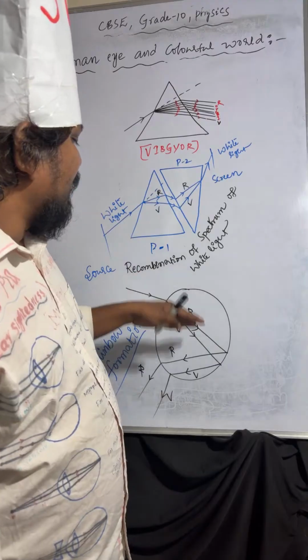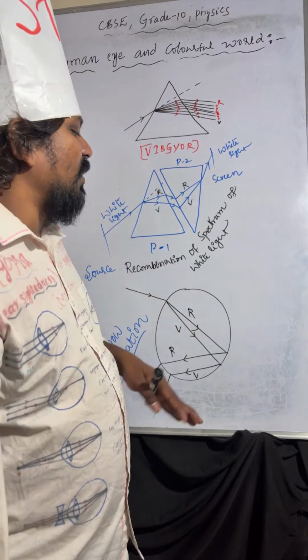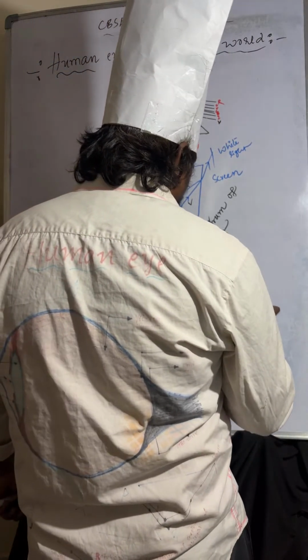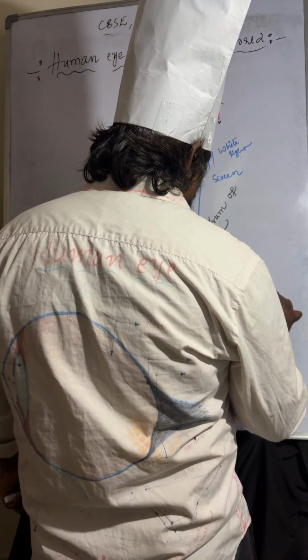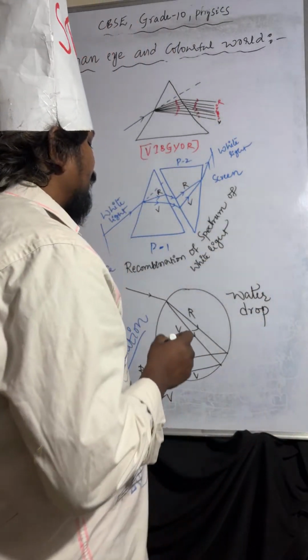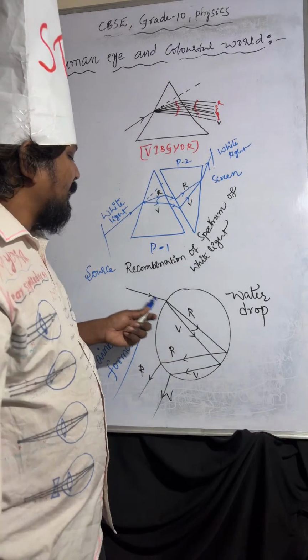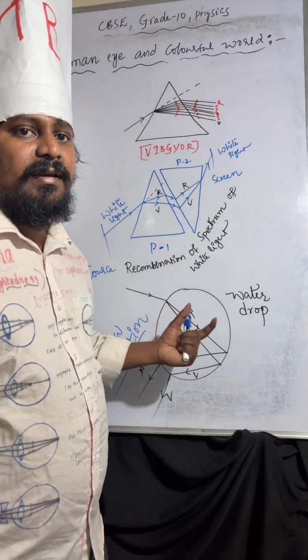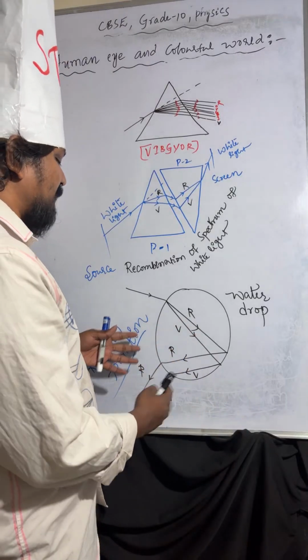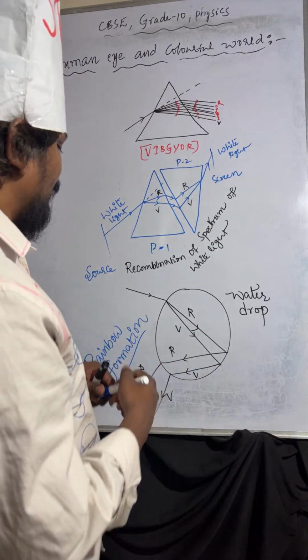And coming to this one, rainbow formation by a water drop. This is a water droplet. Understood? The light ray passes and splits into 7 colors. Internal reflection takes place for those 7 colors, and they come out as a rainbow.